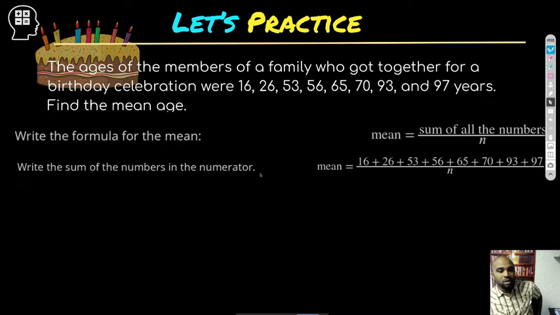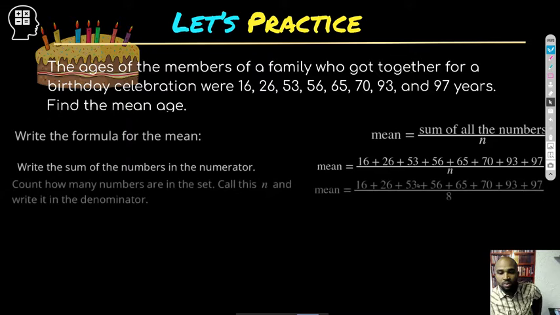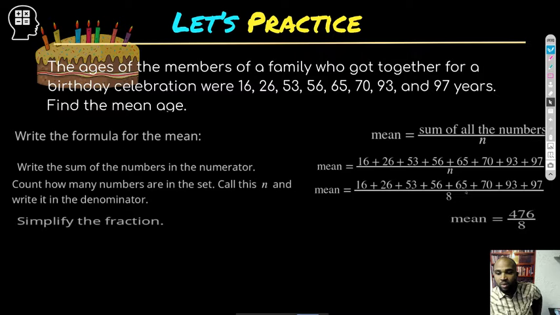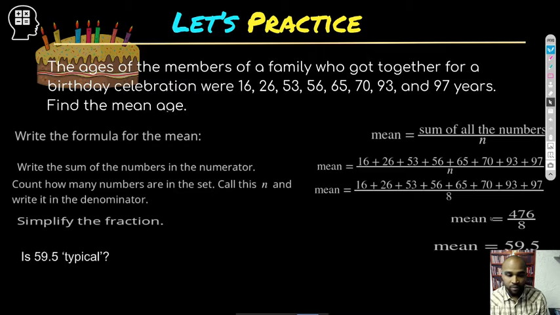Then we're going to write the sum of the numbers in the numerator, as you see here, and divided by that total number. Count how many there are. Since we have 8, 1, 2, 3, 4, 5, 6, 7, 8, we're going to divide by 8, and you can guess what we're going to do next. We're going to add them all up. Just to save some time, because I know you can add or use a calculator, just add them all up. 476 divided by 8 is what we're going to get there. And we're not done, because we're going to do the math. When you actually do the math, you're going to get a decimal of 59.5.